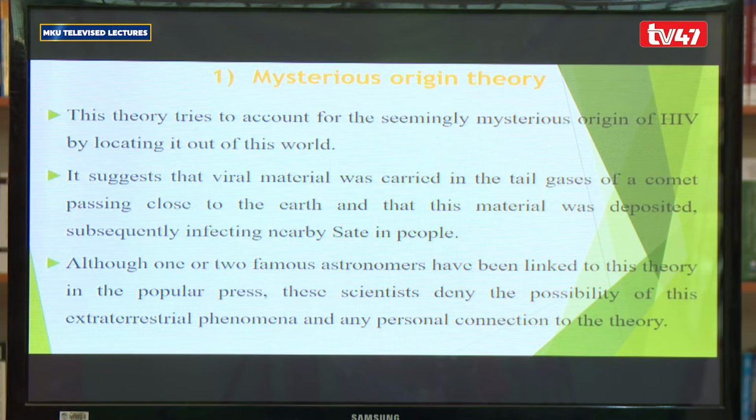By locating it out of this world, it suggests that viral material was carried in the tail gases of a comet passing close to the Earth, and that the material was deposited, subsequently infecting nearby people. Although one or two famous astronomers have been linked to this theory in the popular press, these scientists deny the possibility of these extraterrestrial phenomena and any personal connection to the theory.